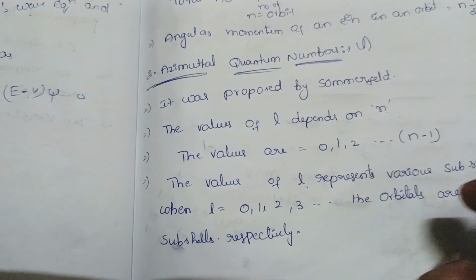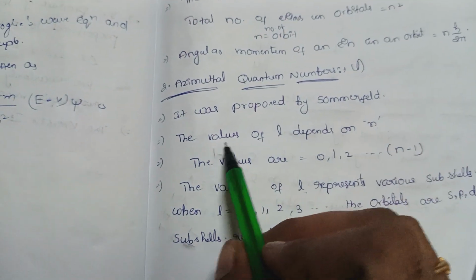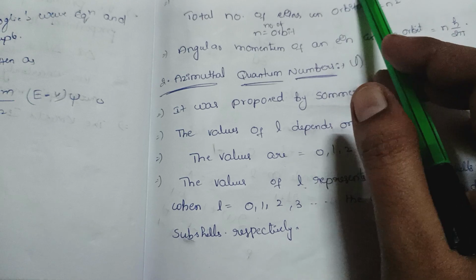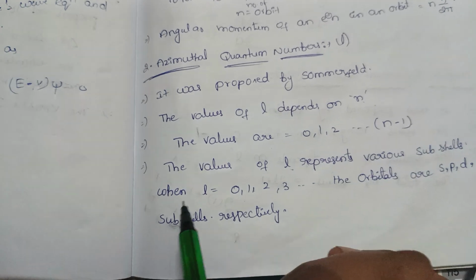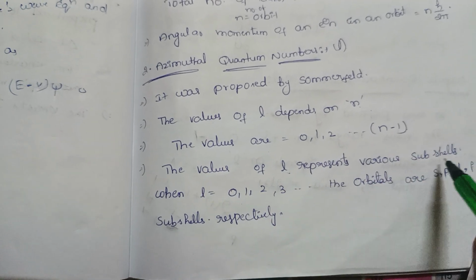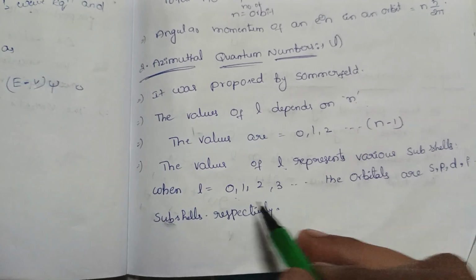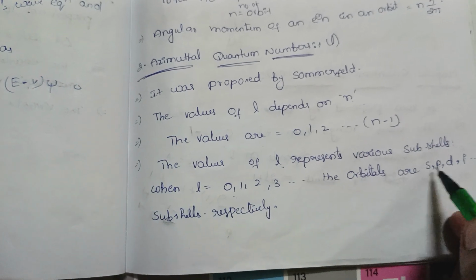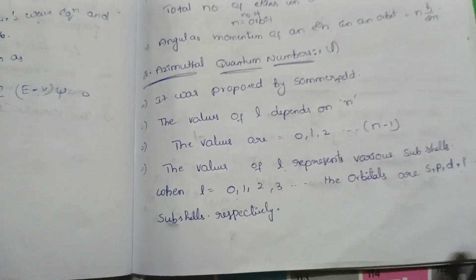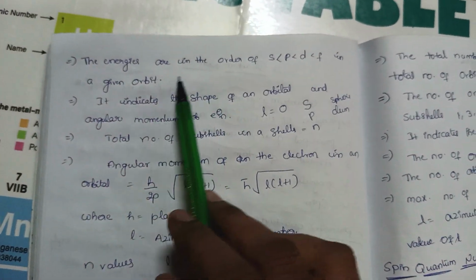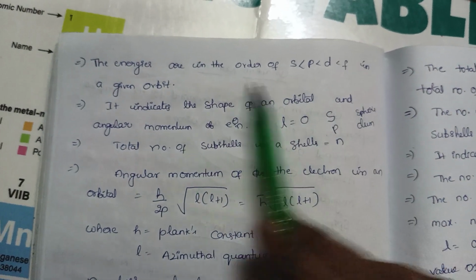The second one is the azimuthal quantum number, denoted by l. It was proposed by Sommerfeld. Its values depend on the principal quantum number and range from 0 to n minus 1. The values of l represent various subshells. If l equals 0, it is an s orbital. When l equals 1, that is p orbital, 2 is d orbital, 3 is f orbital respectively. The energies are in the order s less than p, less than d, less than f in a given orbit.